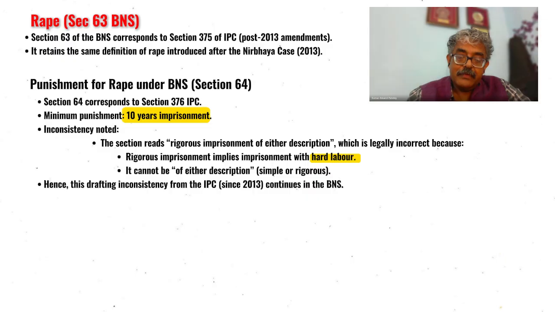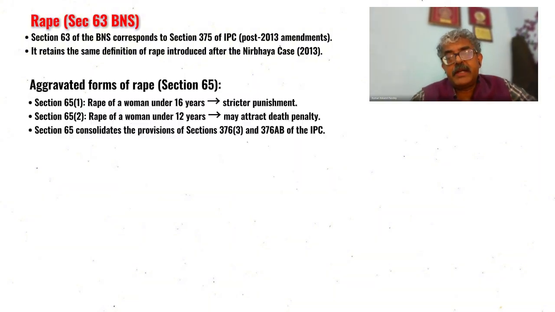Then, as far as the punishment part is concerned, there are minor changes in punishments of aggravated forms of rape. For example, section 65 clause 1 of Bharatiya Nyaya Sanhita prescribes punishment for rape of a woman under 16 years of age, and section 65(2) for rape of a woman under 12 years of age, which may now attract even death penalty. And this section 65 of Bharatiya Nyaya Sanhita is a combination of section 376 clause 3 and section 376AB of Indian Penal Code. Section 376AB was added only in 2018, as you are aware.